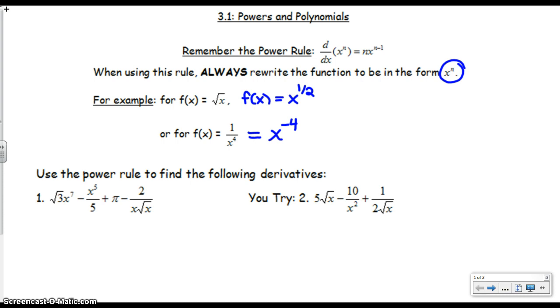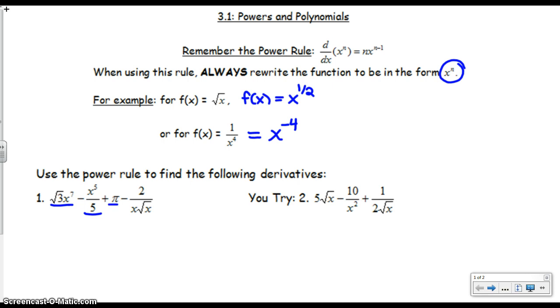So let's look at example 1. Use the power rule to find the following derivatives. In example 1, the first expression is just a plain power rule. We don't need to rewrite this one because that radical 3 is just a constant. It's just a number. We also don't have to rewrite the second term because there's only a constant in the denominator. There's no x in the denominator. Plus pi is just a number. There's nothing to rewrite there.